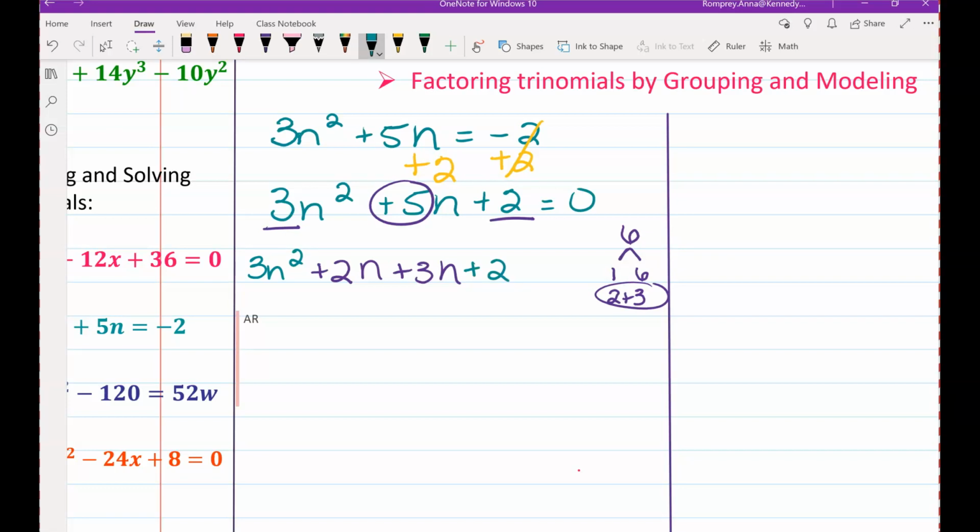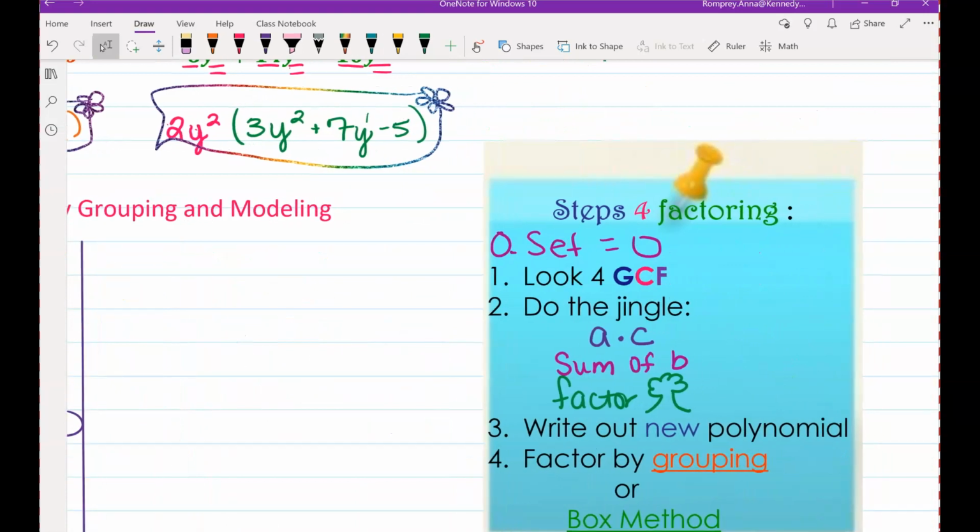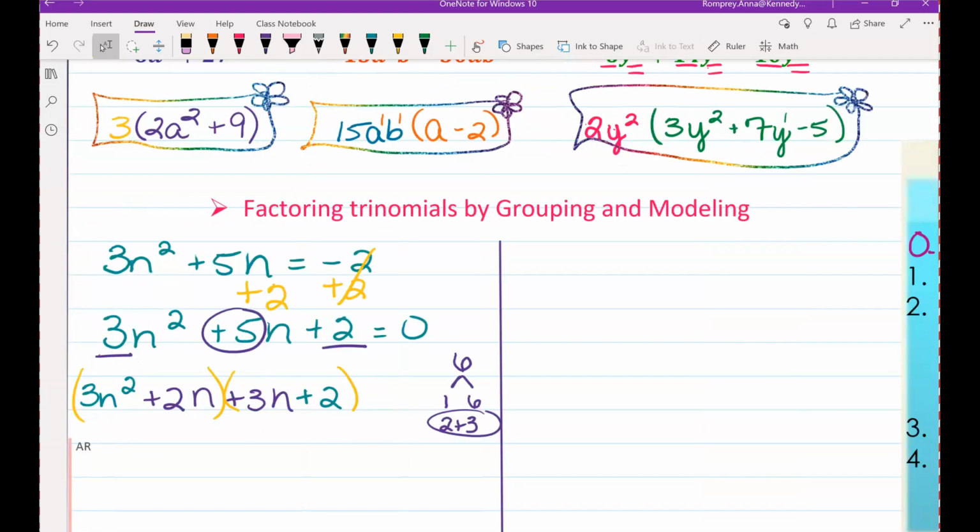Okay, so what I did, now why am I allowed to do that? Because it's equivalent. Is 2n plus 3n 5n? Heck yeah. So I just went from having 3 terms to 4 terms. Why? Well, if I do factor by grouping, if I group my first 2 and I group my second 2, now we're going to use our GCF. So we're going to write out our new polynomial and factor by grouping.